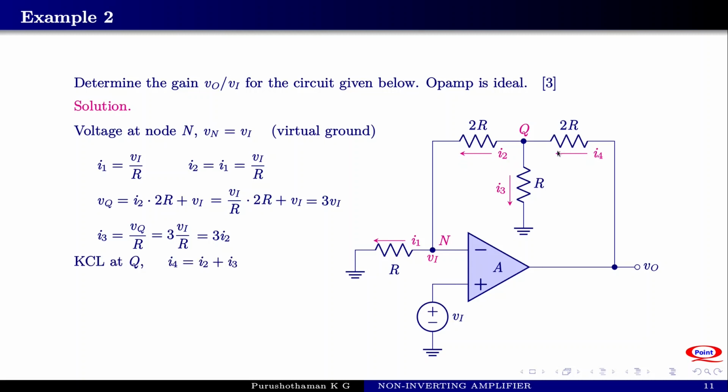Now what remains is to find I4. Applying KCL at this node Q, I4 is the current entering, and I2 and I3 are leaving. So I4 must be equal to I2 plus I3. Substitute all these values. I3 is equal to 3I2, and I2 is equal to Vi by R. So 3I2 plus I2 is equal to 4I2. I4 is equal to 4I2, which is equal to 4Vi by R.